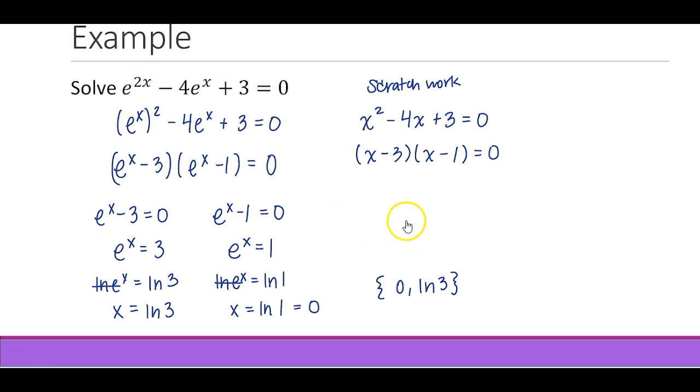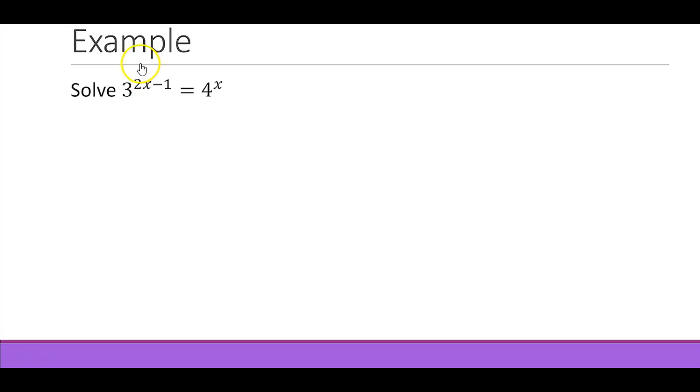Logarithms do not distribute. In this last example, I want to solve 3^(2x - 1) = 4^x. Now here, the problem is I can't rewrite these with the same base. That's the first thing I would try. But the only thing I can do is rewrite 4 as 2 squared, but this base is 3, so that's out. And then I might try to maybe take log base 3 of both sides.